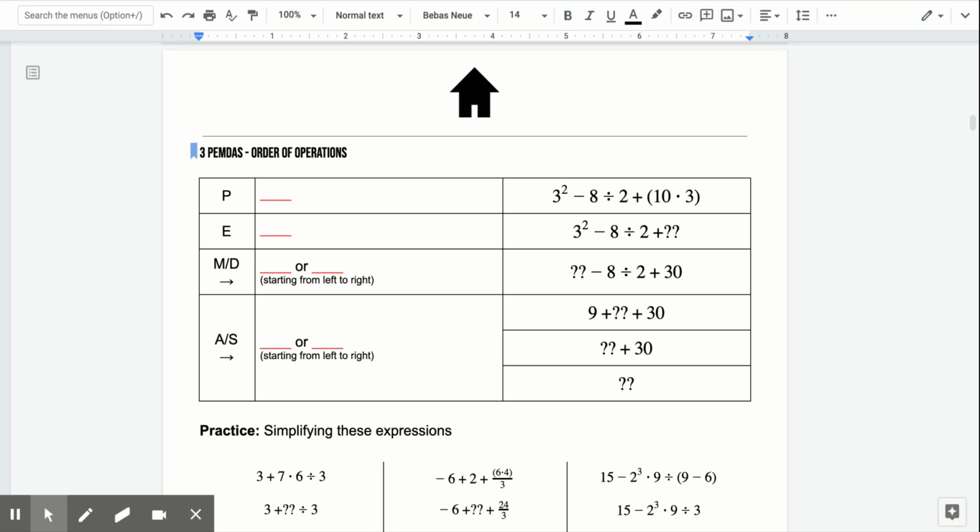Order of operations is also known as PEMDAS. Okay, you may know another acronym, but the one we will be using is PEMDAS. So we want to define each of these terms as we go along. So P stands for parentheses.